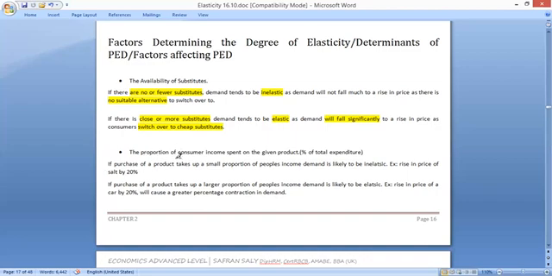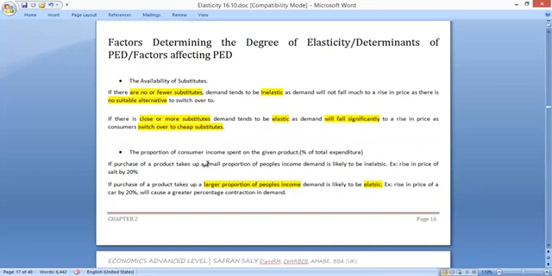The second one is the proportion of consumer income spent on the given product, the percentage of total expenditure. That means from your income, how much, as a percentage or proportion, are you spending? If it is taking a larger proportion of people's income, then demand tends to be elastic. For example, take a rise in the price of a car by 20%. That means it is going to take a larger percentage of your income. So in that case, the demand will contract.